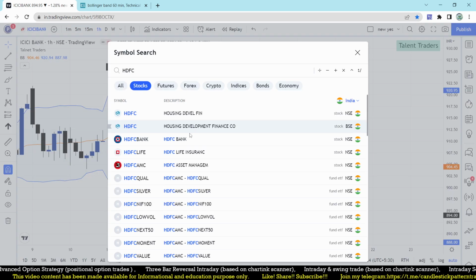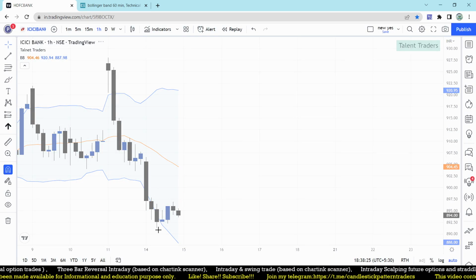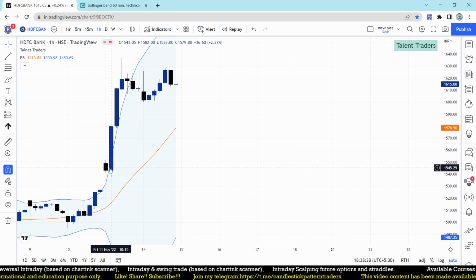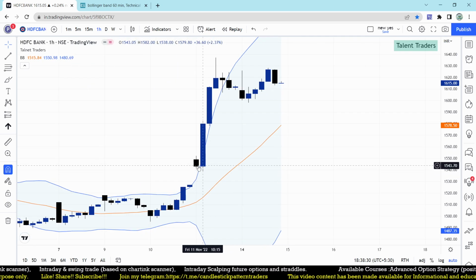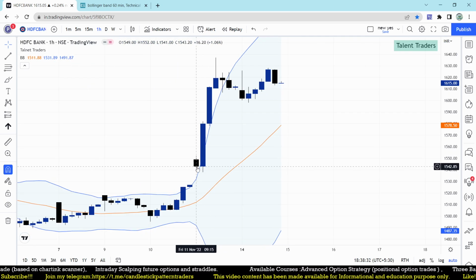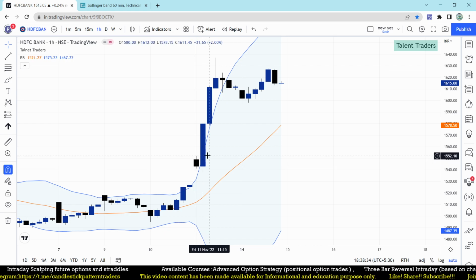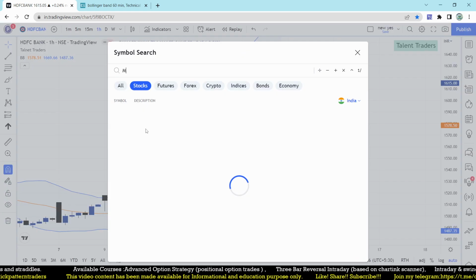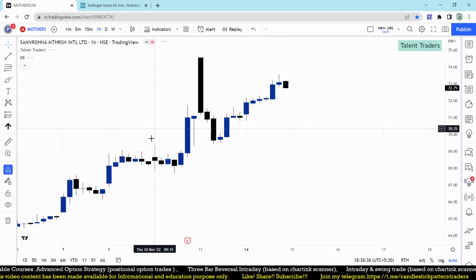Let me check HDFC Bank. Maybe this one. Yeah. So this 1 hour candle, and there was a minimum stop loss, and if it triggers your stop loss, it continues. And the second stock is Motherson Sumi. Let me check Motherson Sumi.